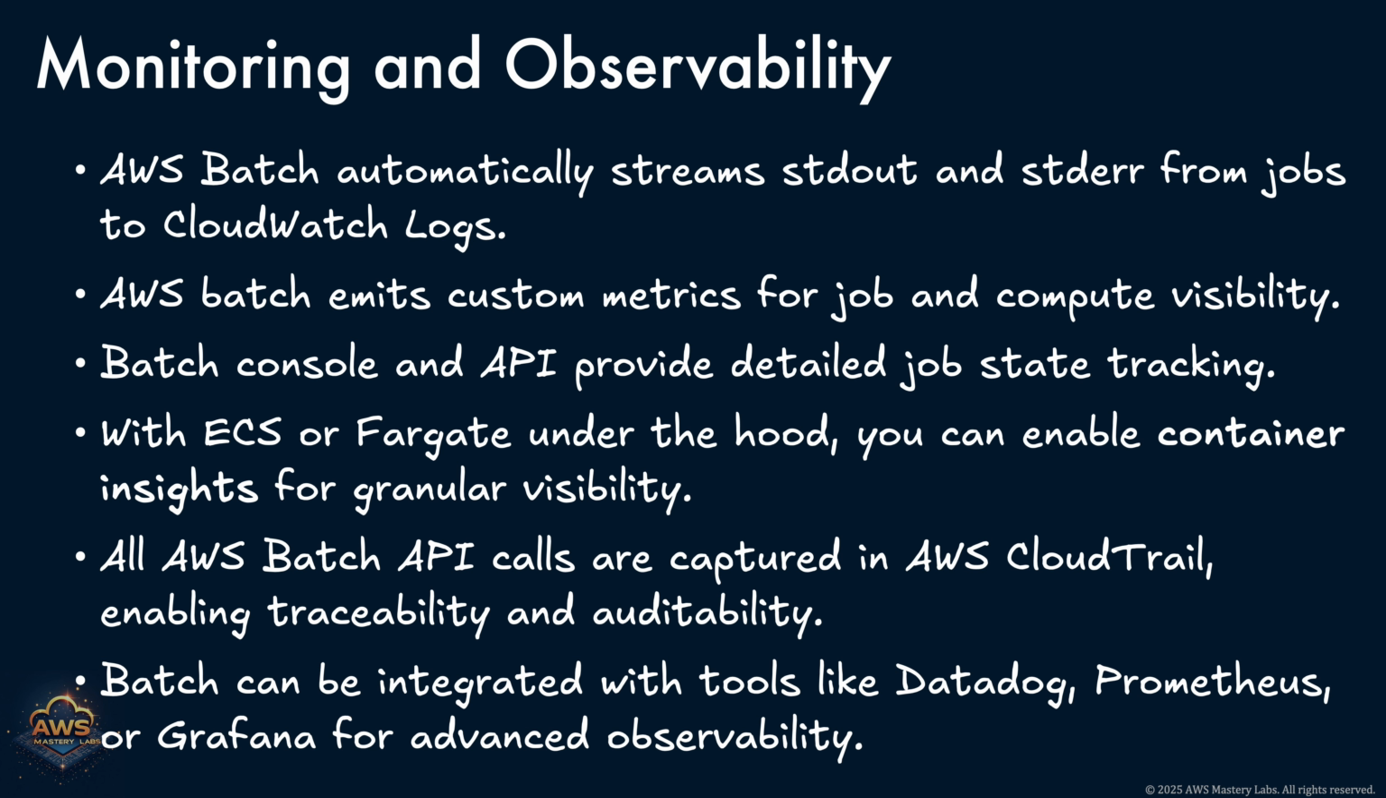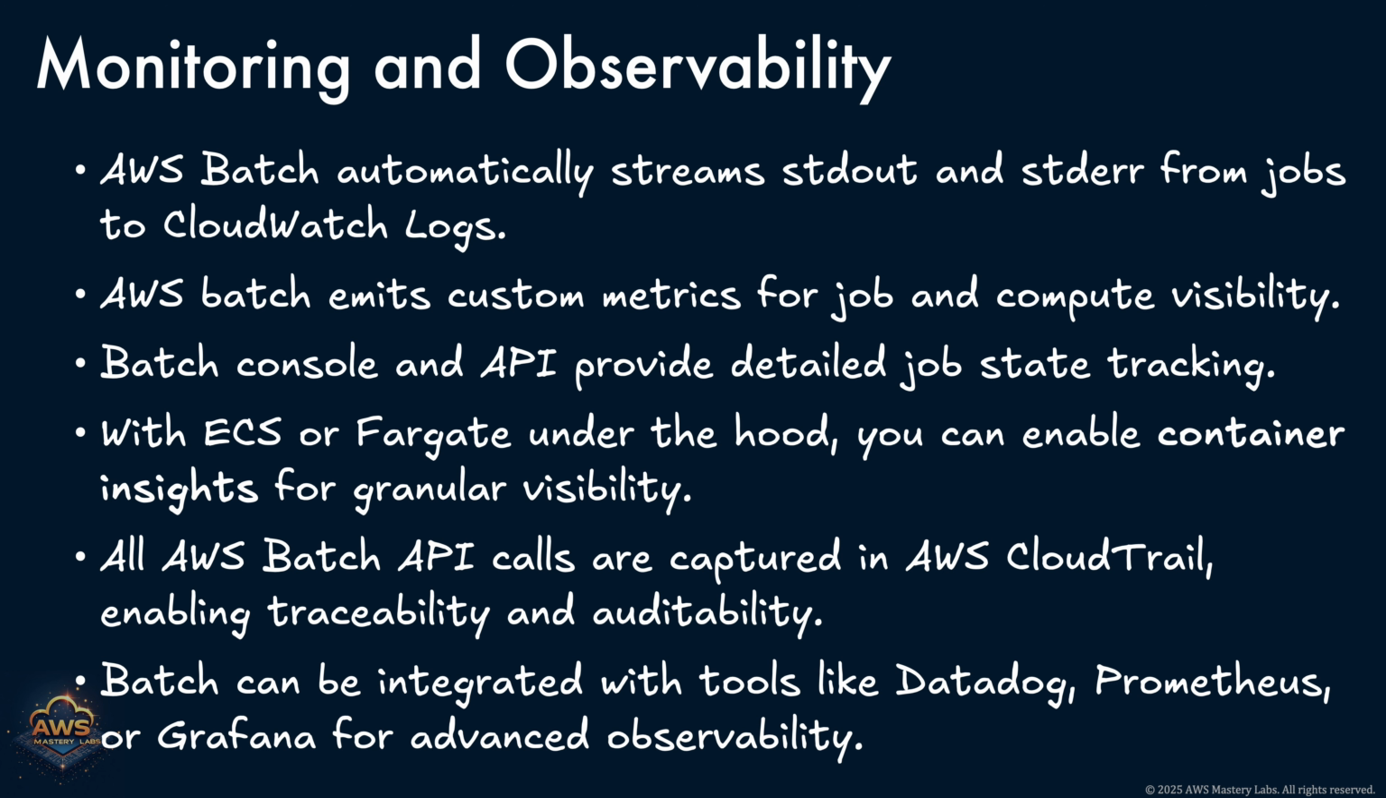AWS Batch also gives you detailed job lifecycle visibility via the console, CLI, or API. You can track a job's journey from submitted to completed, including all intermediate states like runnable, starting, and running. This transparency is crucial for monitoring SLAs and understanding workflow timing. For security and compliance, AWS CloudTrail captures all API activity, including job submissions, job status changes, and compute environment updates. This helps with auditing and root cause analysis.